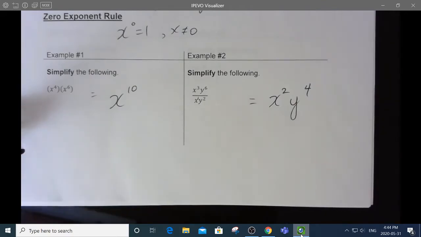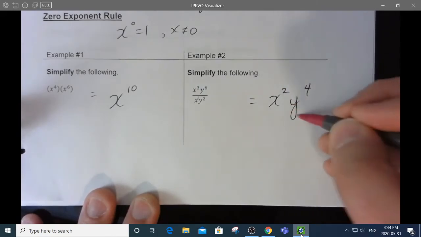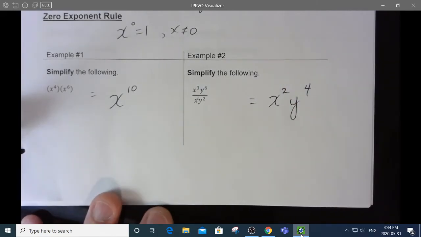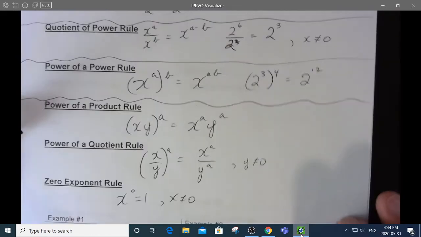And no, I can't say that that's xy to the 6. That doesn't work, right? Those are two different bases. This is x times y times y times y times y. Can't simplify it any more than that. Okay, so make sure you got that one.